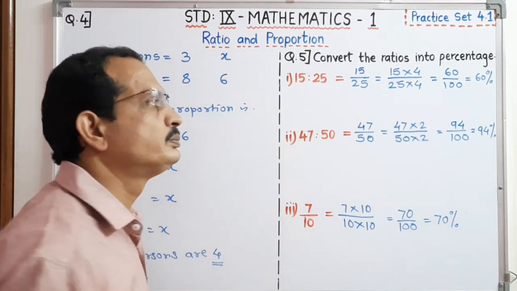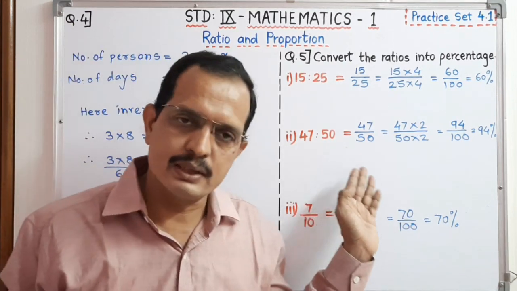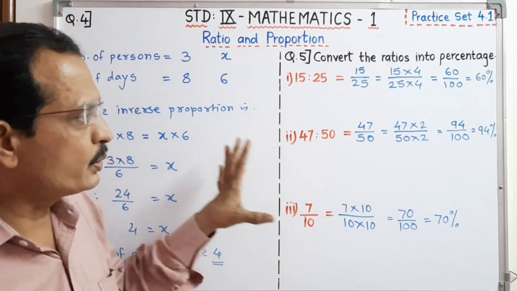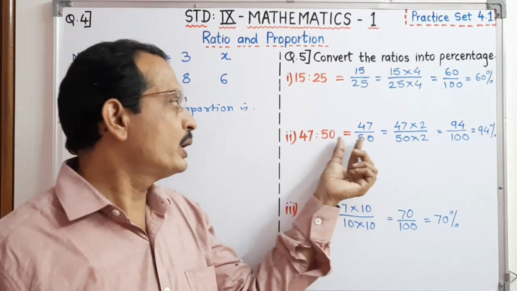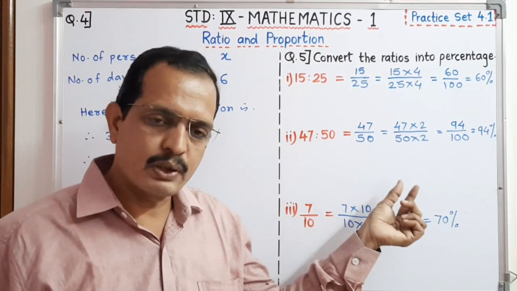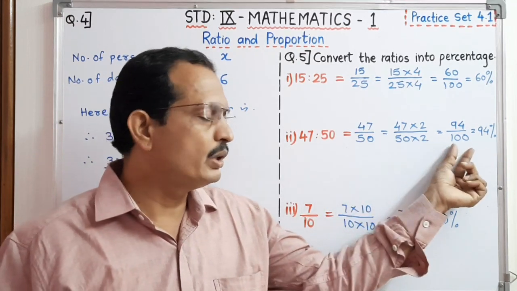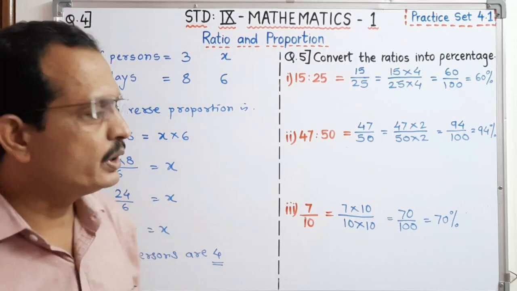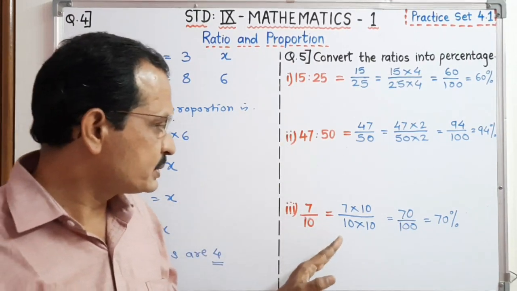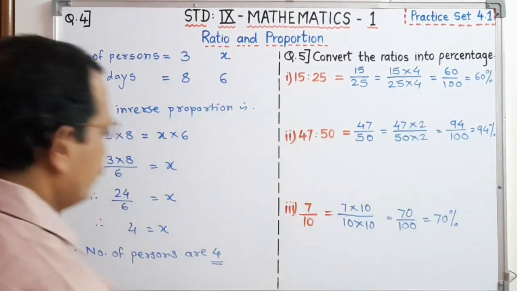Dear student, very simple. In an exam, a 1 mark question may be asked on this. Therefore, try to solve. Very simple. We have to divide 100 by the given denominator, we will get a particular number, then multiply that with the given number, and we will get the percentage. Now, dear student, there are 5 sums. We completed 3. Now we have to see the 4th and 5th one.